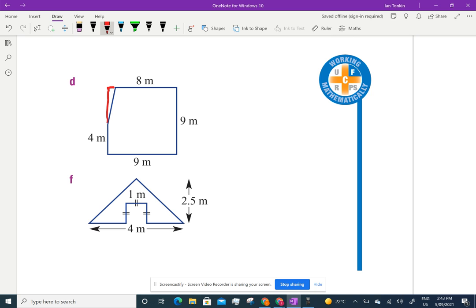Well, that distance and that distance. Well, all the way across is 9. I've gone 8, so that has to be 1, or 9 minus 8. And all the way up is 9. I've only gone over 4, so that's going to be 5. Because 9 minus 4 equals 5.